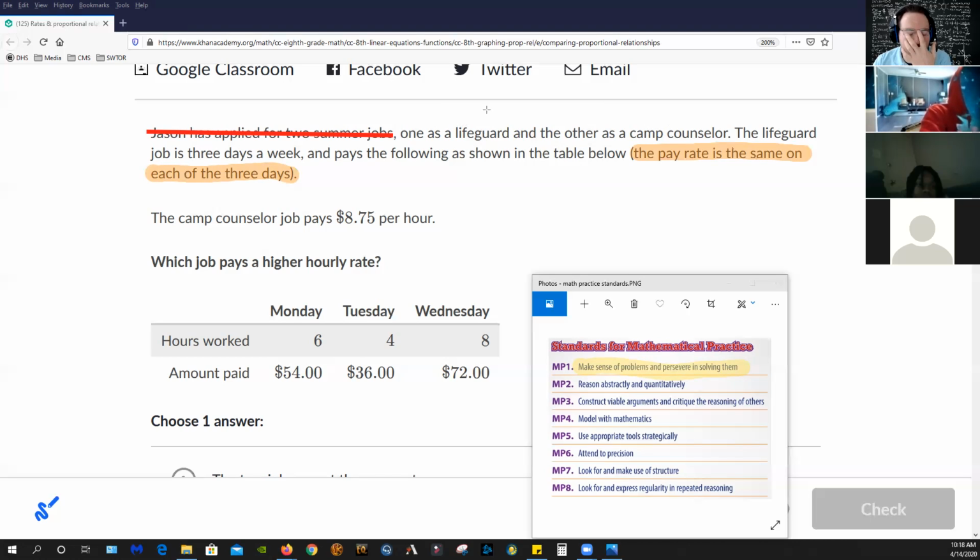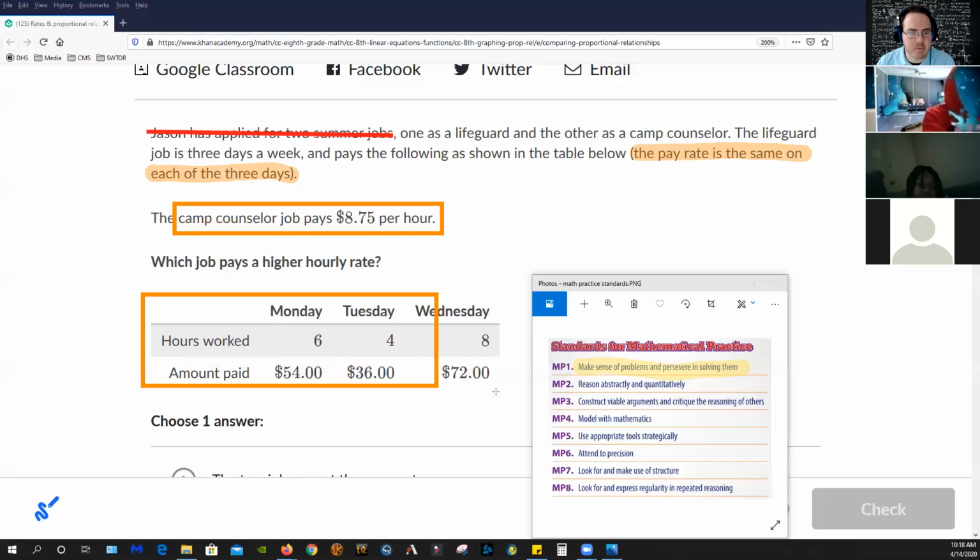What we're trying to do here is compare 2 different rates. The lifeguard job is 3 days a week. The pay is the following. I guess that's okay information. So some important numbers that we're going to be circling, I'm going to use boxes though. The camp counselor job makes $8.75 an hour. That's important. And then we are given this table to try and understand. Let me change the color. The lifeguard will be, we'll say, purple.